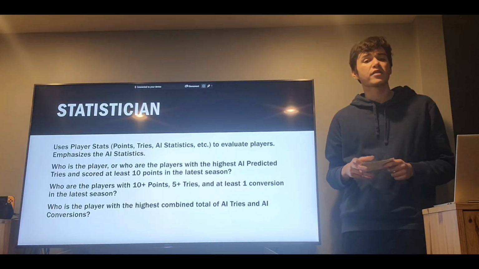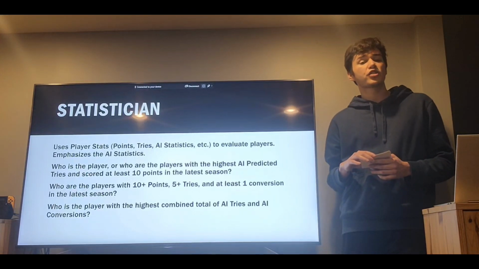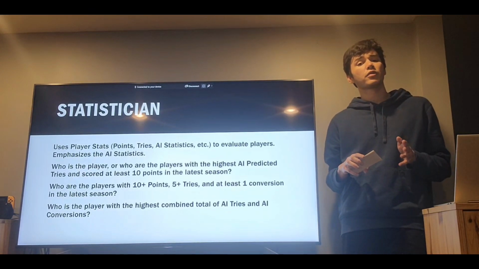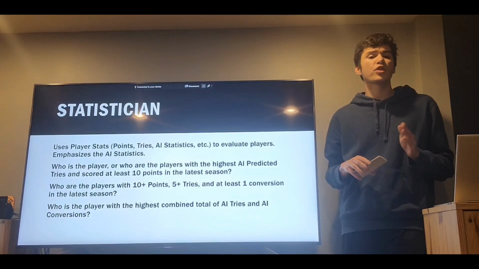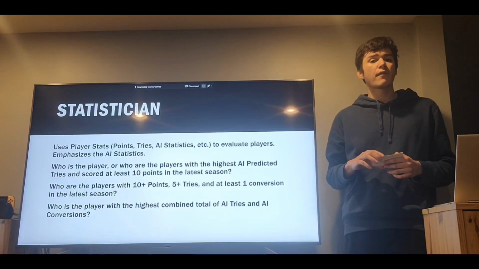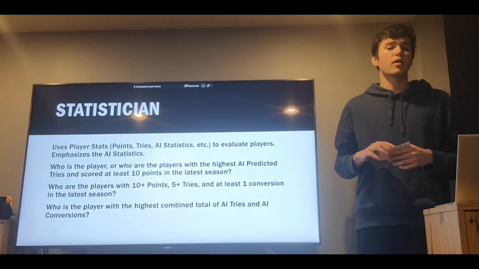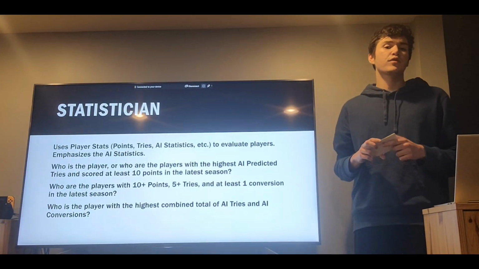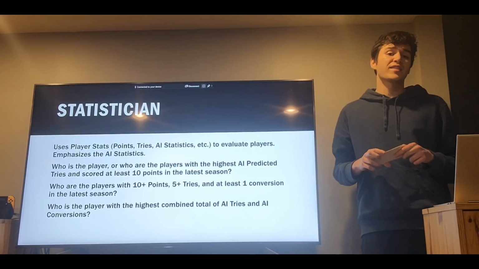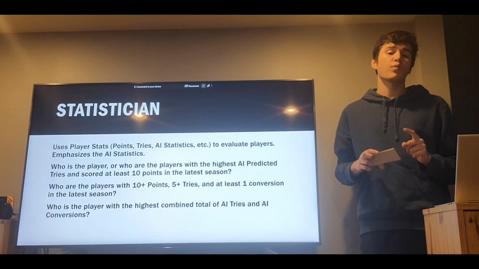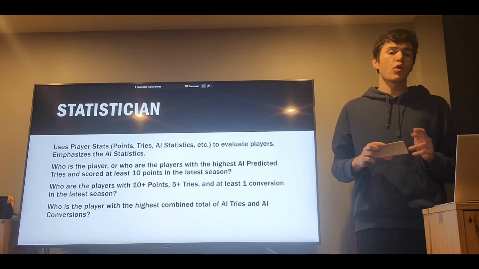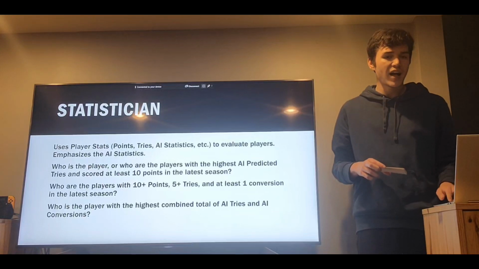One individual we have is the statistician. The statistician uses the database to evaluate players based on their stats, and particularly their AI stats, to determine which players are better and which players are worse. Some of the questions he might have are: who are the players with the most AI tries and have scored at least 10 points in the past? In the last year, which player has at least 10 points, 5 tries, and 1 conversion? And who's the player with the highest number of total combined AI tries and AI conversions?